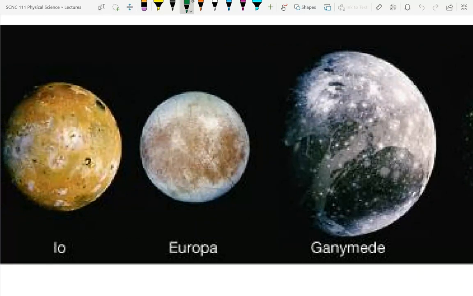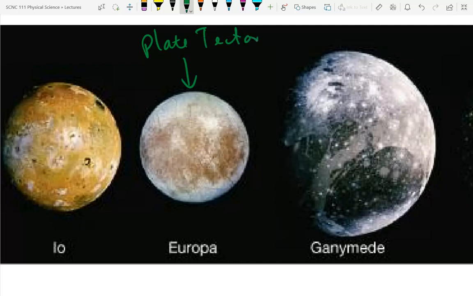Now, Europa has lots of things. If you look, this picture is very high res, and I think I have one coming up that's better. But you can see that there are lines, and those are cracks in the ice. So Europa has a form of plate tectonics, but with ice plates rather than rock plates.